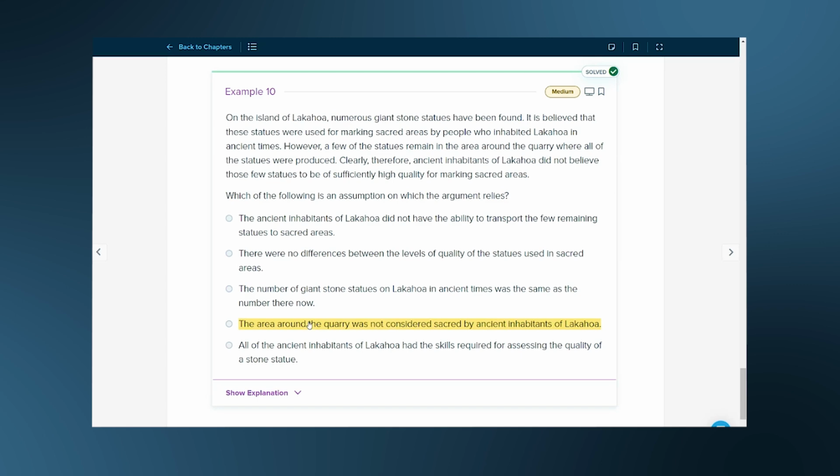Consider if the opposite was true and the area around the quarry was revealed to be an area the ancient Wakahoans considered sacred. The whole argument falls apart.